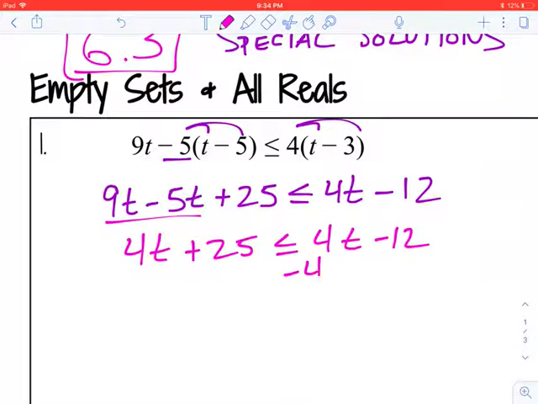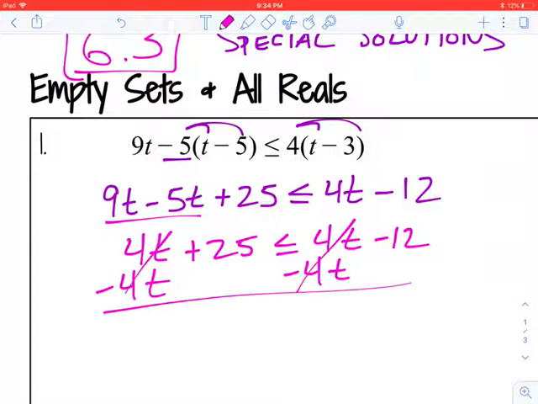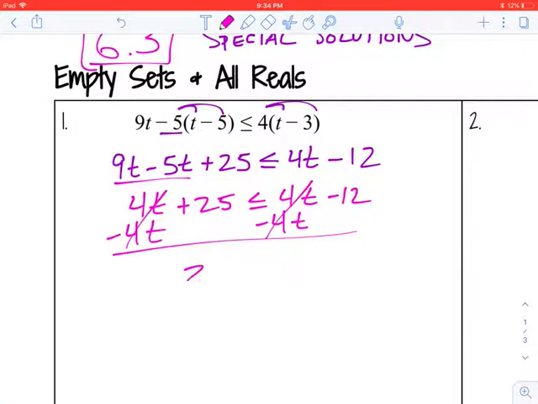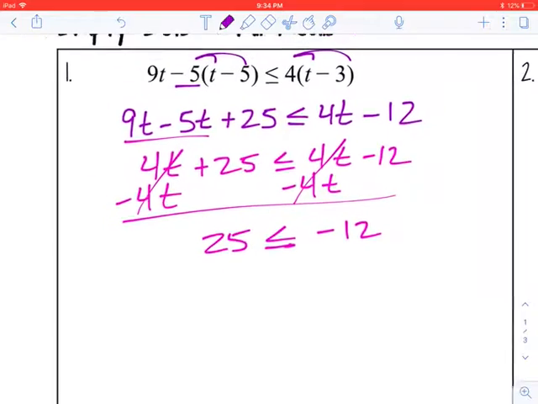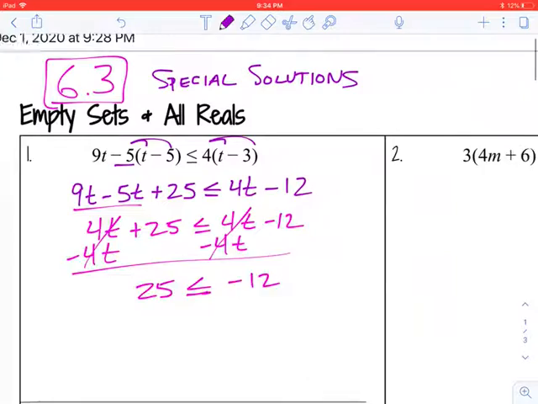And so when I get t on the same side, they end up canceling out. So what I have left is 25 and negative 12. Well, look at the statement. You have to decide, is it true or false? If it's true, you're going to say all real numbers.